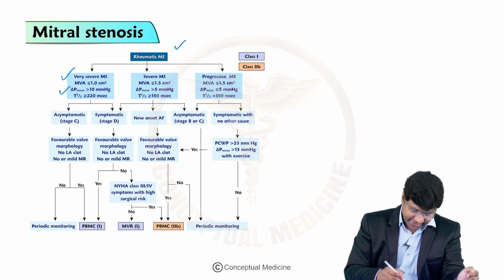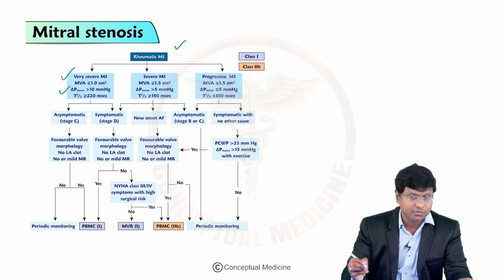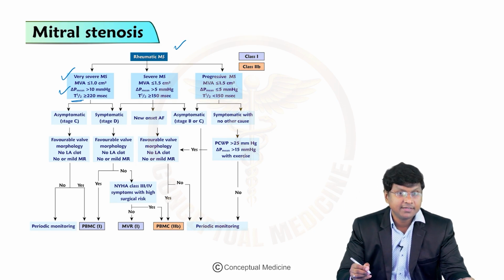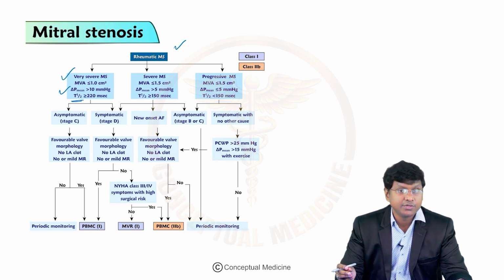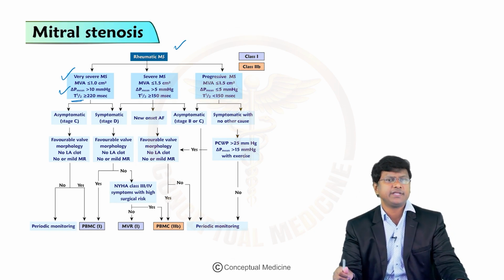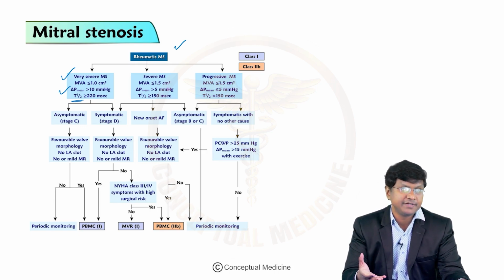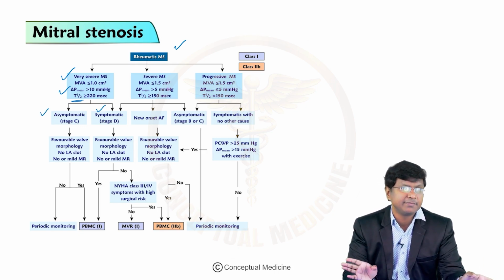I'll tell you. So mitral valve area less than 1 centimeter square, and if the gradient across the mitral valve is more than 10 millimeters of mercury and T half, that is half time, more than or equal to 220 milliseconds. What do you mean by the word T half? That is time taken for half of the blood to move from the left atrium to the left ventricle. If it is more than or equal to 220 milliseconds, that means it's a very severe mitral stenosis.